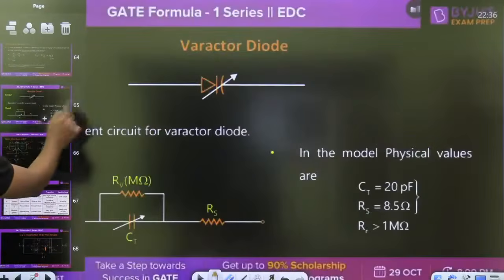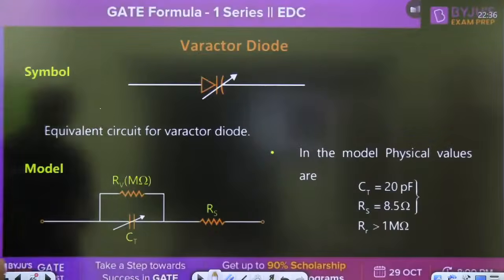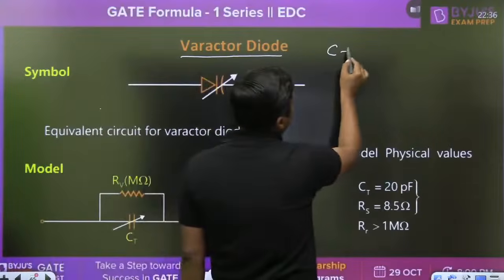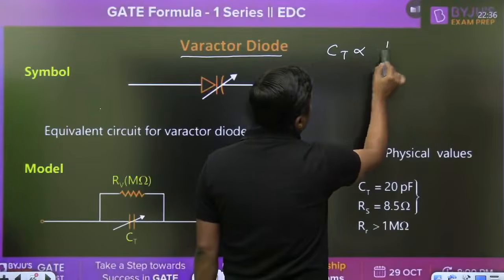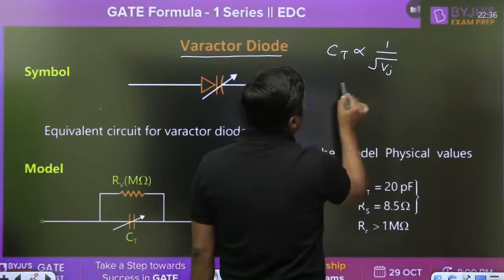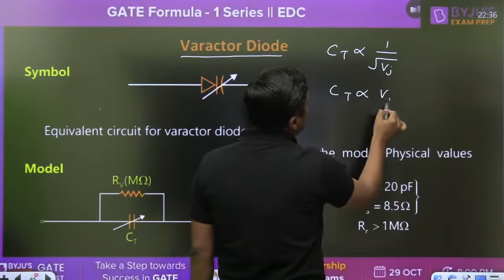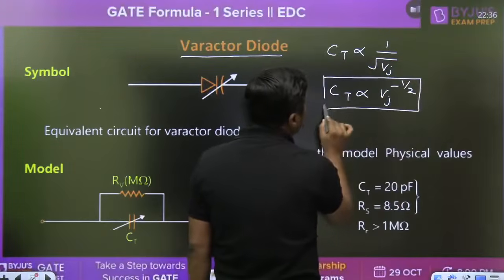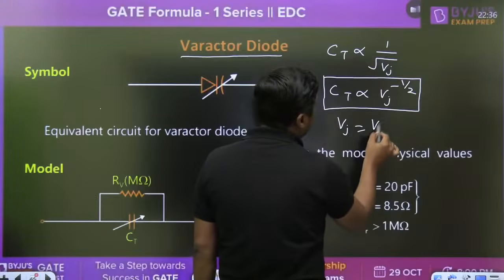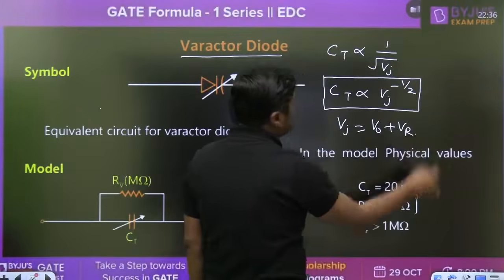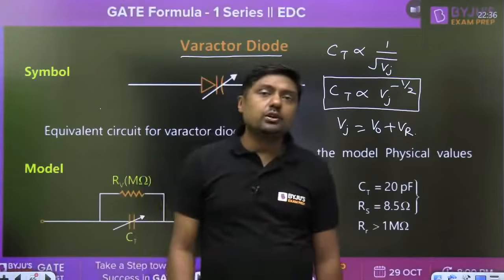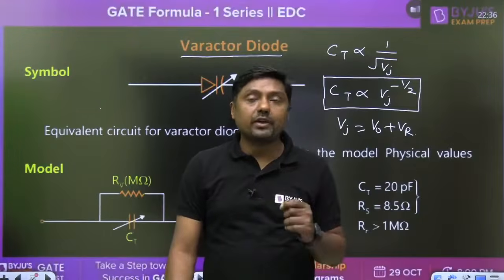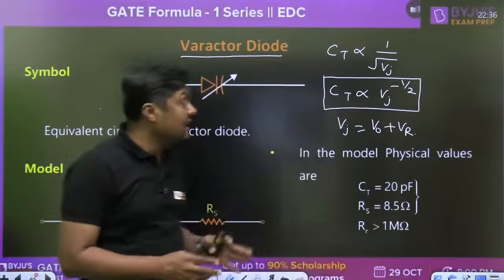Varactor diode. Varactor diode means that CT is proportional to 1 by root over Vj, or CT is proportional to Vj raised to the power minus 1 by 2. In reverse bias, Vj is given by V0 plus Vr. When we change the value of voltage, the value of the capacitance will change, and that's why it is called voltacap, variable capacitor, or Varactor diode.